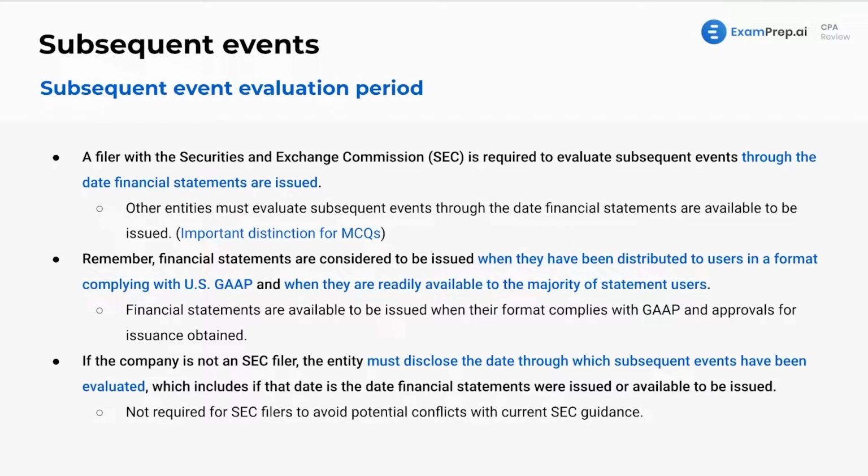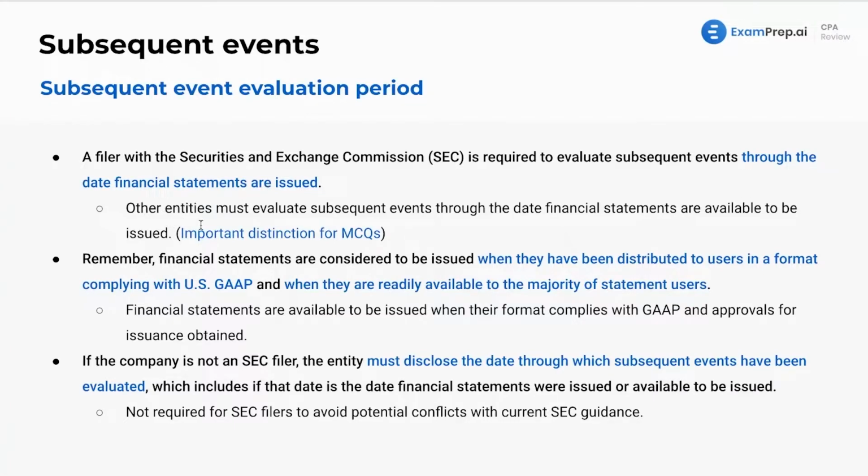Let's talk more about the subsequent event evaluation period. So this is the period between the year end and when you issue the financials. A filer with the SEC, Securities and Exchange Commission, is required. So this is large public companies, right? They are required to evaluate subsequent events through the date financial statements are issued.